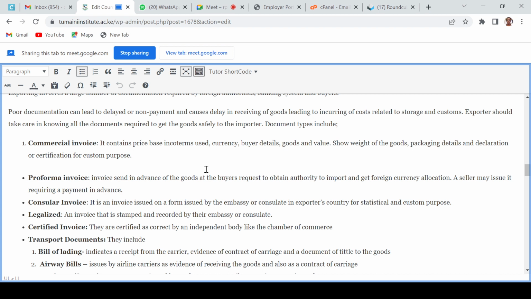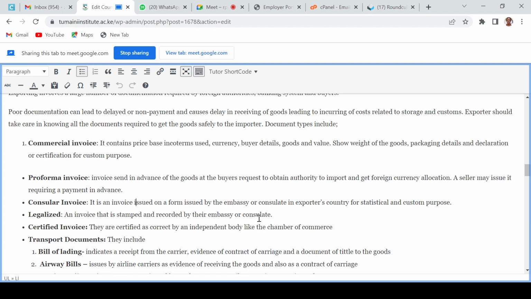The other one too, consular invoice. Just as the word consular, we talked about the consulate. When you're talking about consulate, embassy, you are talking about an embassy. So we normally say consular invoice. It is a form, yeah. That invoice is a form, and it is issued by the embassy or the consulate in the exporter's country for statistical and customs purposes.